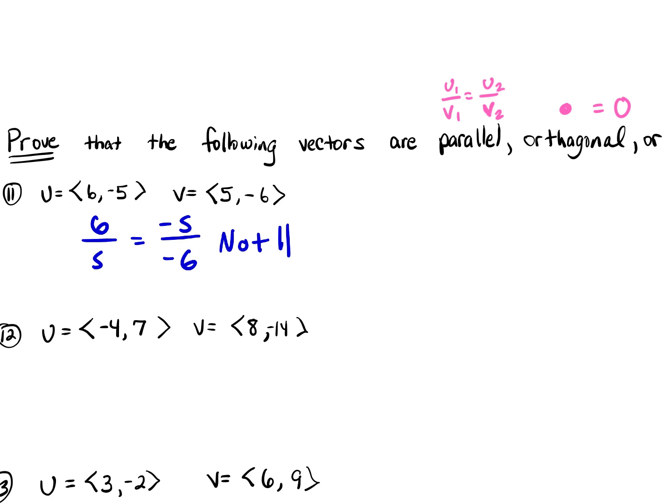So orthogonal means I have to take the dot product and see if I get 0. So first times the first, plus the second times the second. So that would be 30. So 30 plus 30 would be 60. Are they orthogonal? So they are not orthogonal. So then what do they have to be? So these are neither.